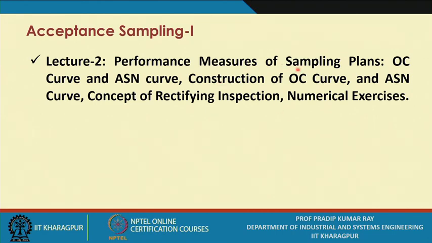Those are the issues we must be dealing with, and in this context we propose two types of curves, or two types of performance measures. The first one is the OC curve, or the operating characteristics curve, that we are going to discuss, and we also can propose the ASN curve. ASN stands for average sample number.